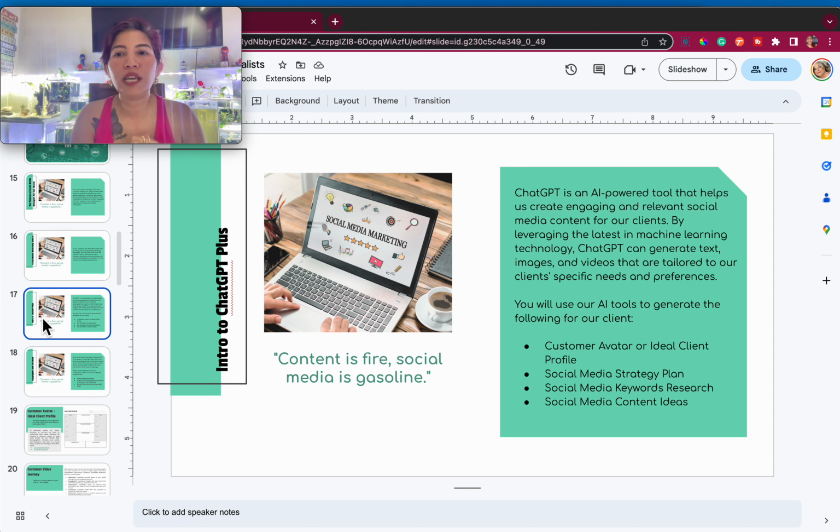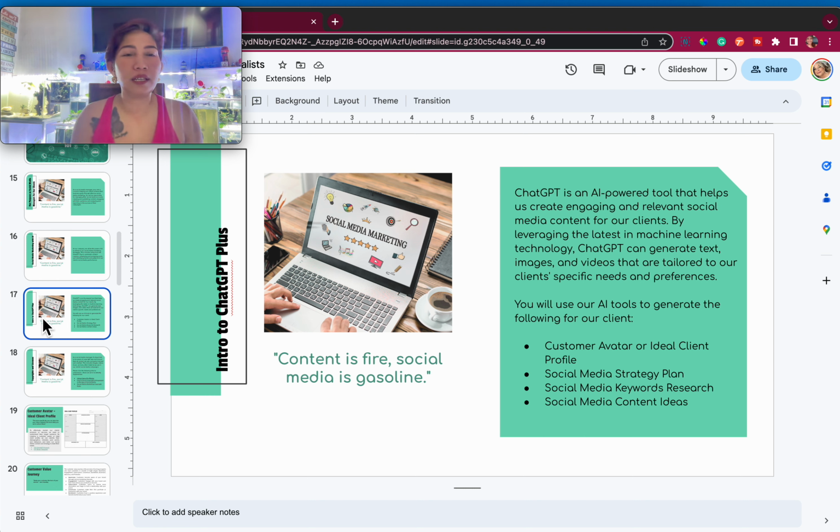Okay, so we use AI tools to generate the following for our clients. We use it to get to know the customer avatar or the ideal client profile of the client. We use it to create a strategy plan for the client. So it has to be customized for the client. It depends on the client's needs.